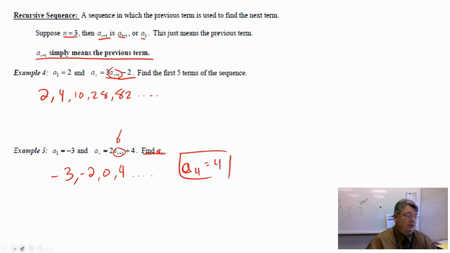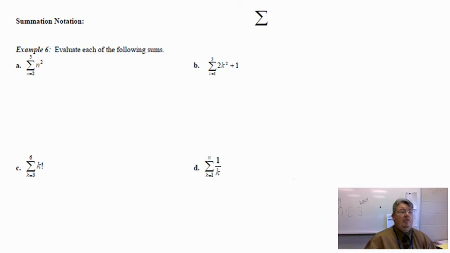Okay, that's a recursive sequence. Now, the big thing that we've looked at, the stuff we looked at here, factorials, sequences, recursive, that's all 1010 stuff, or Math 3 stuff. This is the 1050 stuff, summation notation, often called sigma notation, because it uses the Greek letter sigma. That's what this big looking thing here is. It's the Greek letter sigma.